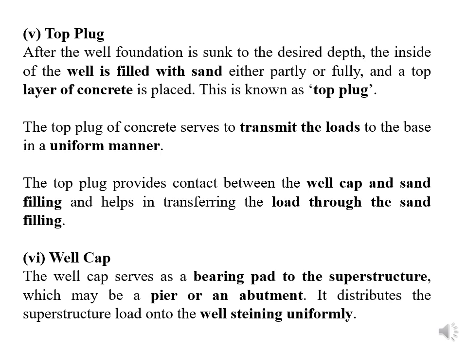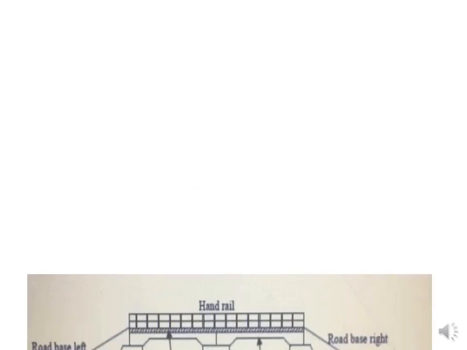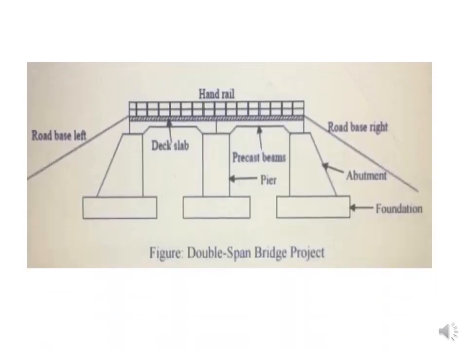Do you know what I mean by pier and abutment? For your understanding, I have given this figure, the pier, right? Pier and abutment both are the same, but when this is in river water, that is called a pier. But when it is constructed at the edge of the river, that is called an abutment. So you can see the well foundation, above the well foundation, abutment is there, pier is there.